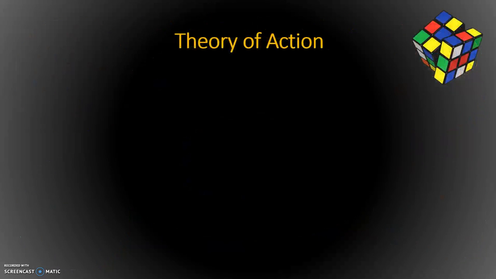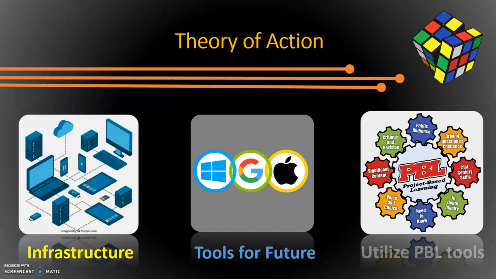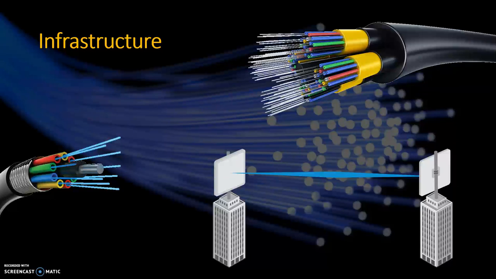My theory of action is three phases. First, infrastructure, tools for the future for the students, and utilizing problem-based learning PBL tools, which create 21st century learning skills and in-depth inquiry, and also deeper learning. So infrastructure: it is important that you have fiber optics infrastructure whenever possible, and also putting in dark fiber, meaning extra fiber runs wherever you can for expansion in the future.